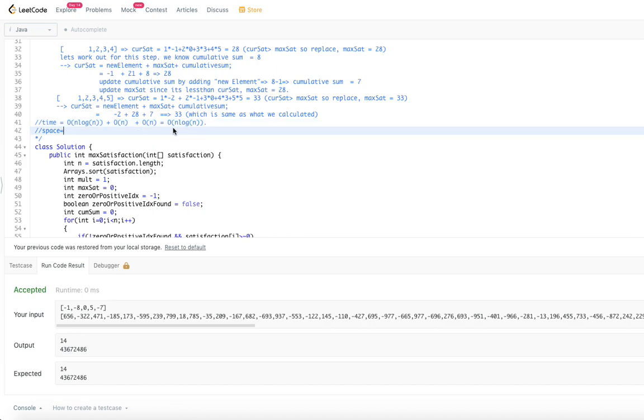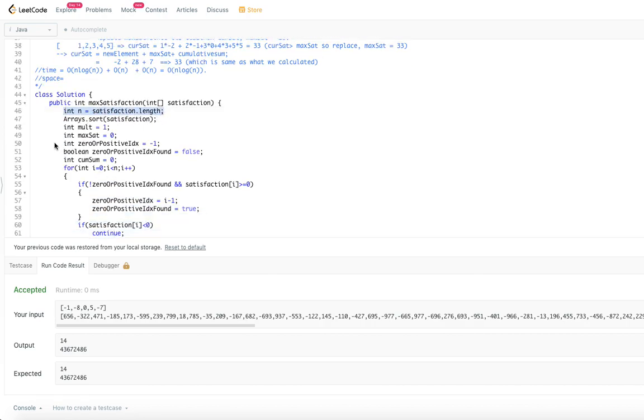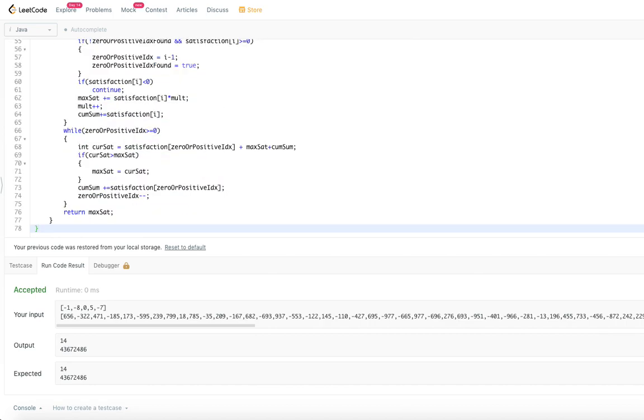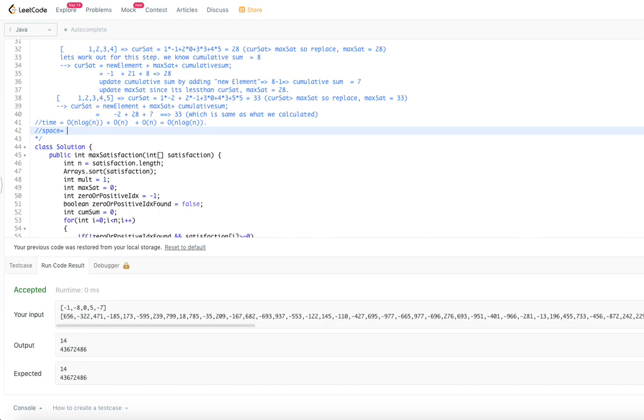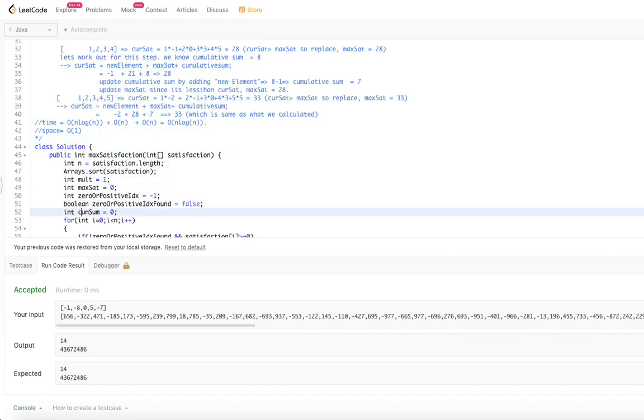Let's look at the space. Are we using any extra space? We are using some variables, but irrespective of the length of the satisfaction array, we are using only 5-6 variables here. That means it is constant space, which we denote with order of 1. So this is a constant space, order of n log n time algorithm.